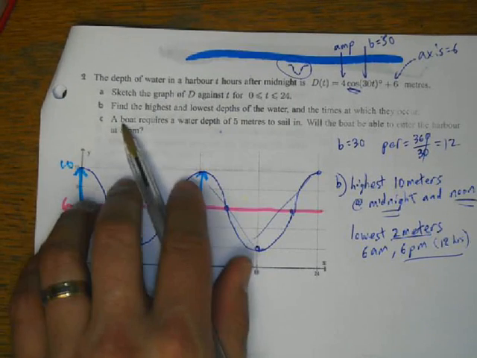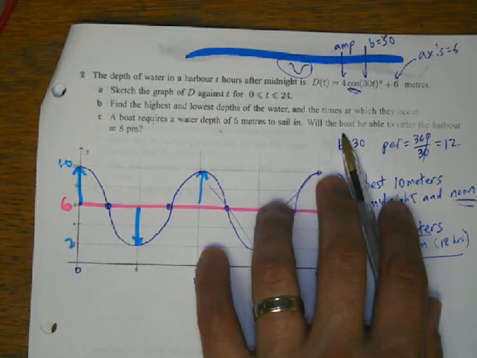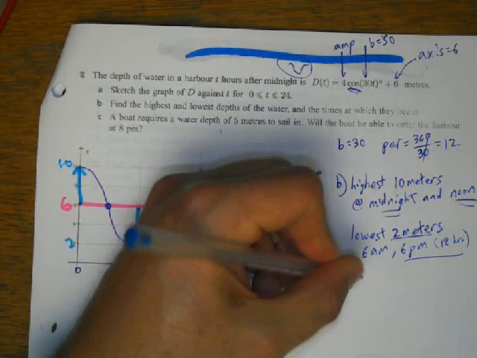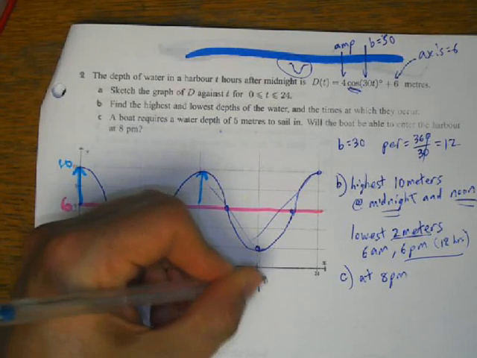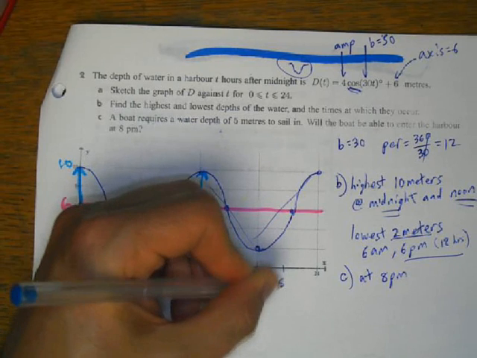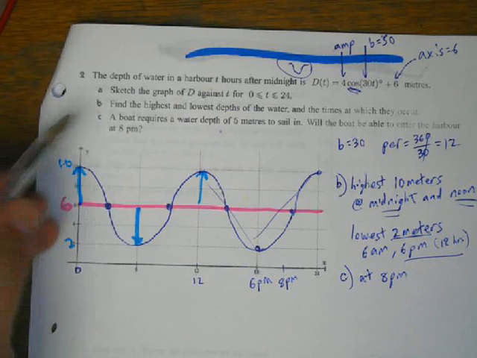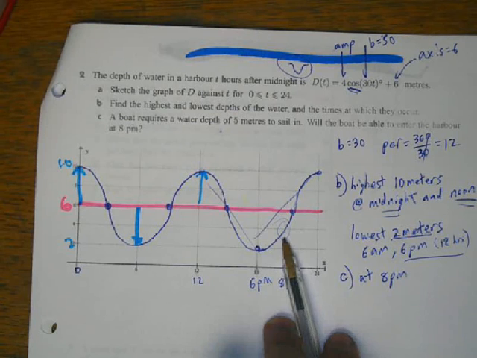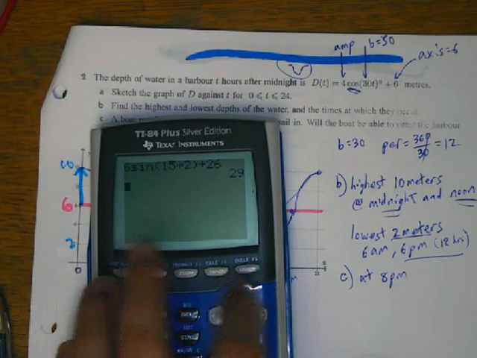A boat requires the water to be 5 meters in order to sail through. Will the boat be able to enter the harbor at 8 p.m.? Okay, well here's 6 p.m., right? 8 p.m. is somewhere over here, right? And the question is, is the water going to be deep enough for the boat to go through? So the picture is not accurate enough to really help me figure that out. So I'm going to have to put this into the calculator.